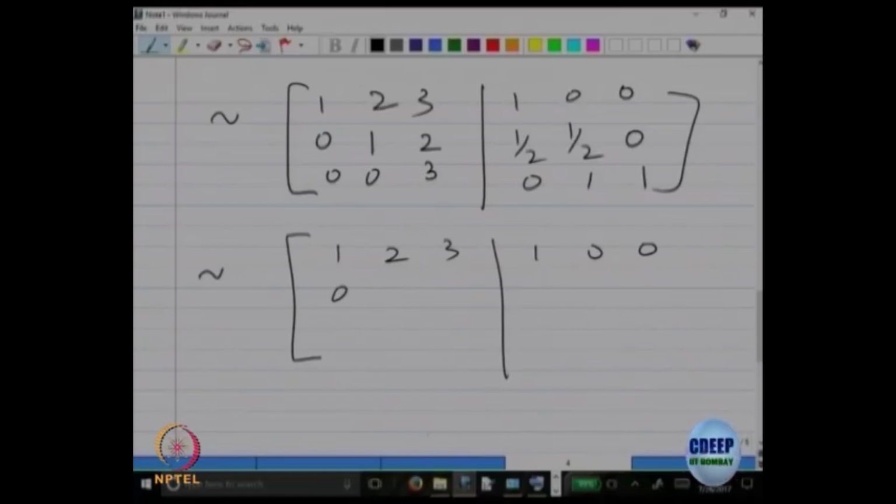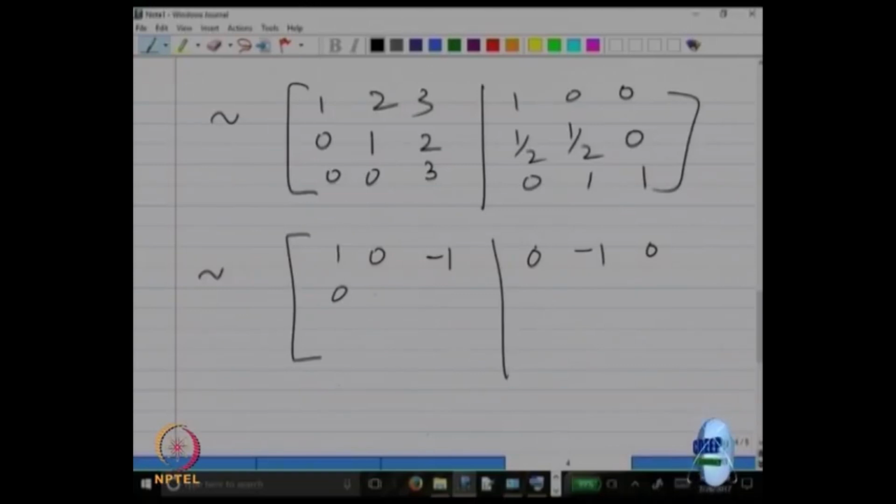Multiply the second row by minus 2 and add it to the first row. So, that will become 0 if I do that. Multiply this with minus 2 and add, that becomes 0. Multiply this with minus 2 and add, that becomes minus 1. Is it okay? Minus 2 and add, minus 2 and add. So, minus 1 and 0, is that okay?